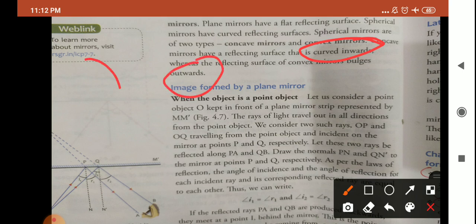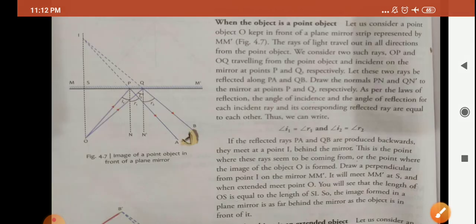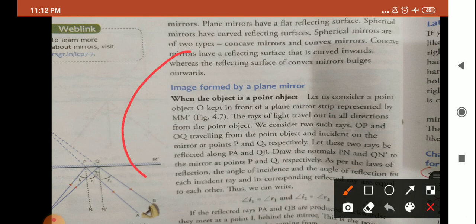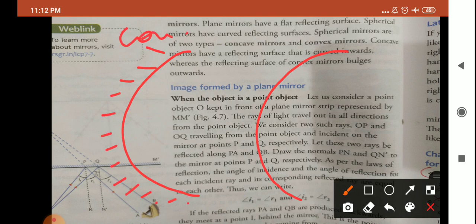It is not that a mirror is going to be made like this only. We can make these spherical mirrors like this also. Suppose if the outer side is coated, then which mirror is it? This is your concave mirror. And if the inner side is coated, then which mirror is it? Convex mirror.